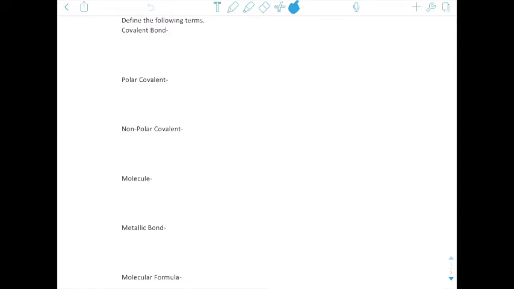The first one is covalent bond. That is a chemical bond between two or more atoms that results from the sharing of electrons. In general, this is a non-metal bond. A polar covalent bond has unequal sharing of electrons in that covalent bond. A non-polar covalent bond has equal sharing of electrons in a covalent bond.